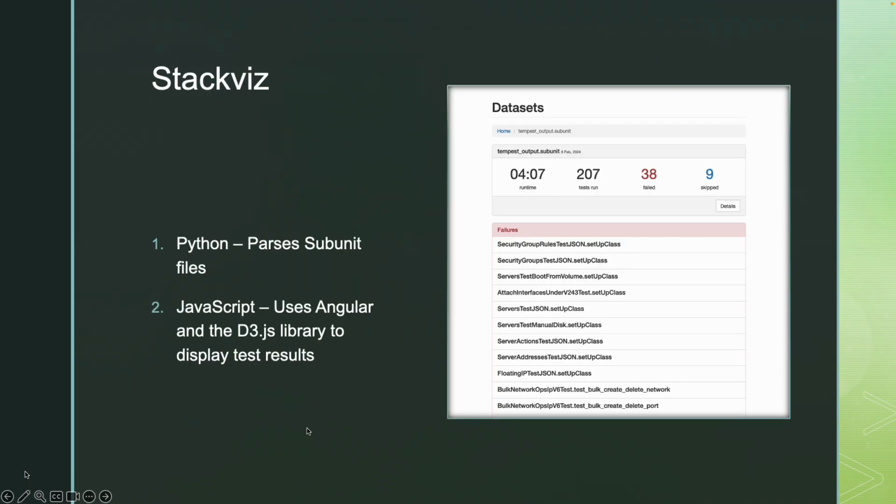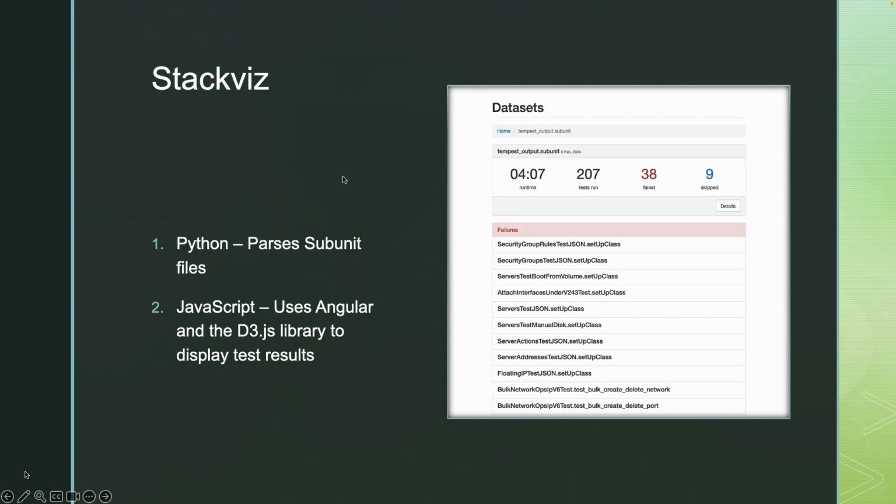So StackViz is a nice little tool in the Tempest suite that allows you to visualize your test data and allows you to click around and see what's going on, and maybe you can see that, oh, even though I have 3 separate nodes running tests, all the tests that take a long time are running on worker number 1, and maybe next time I can split them up a little better, right?